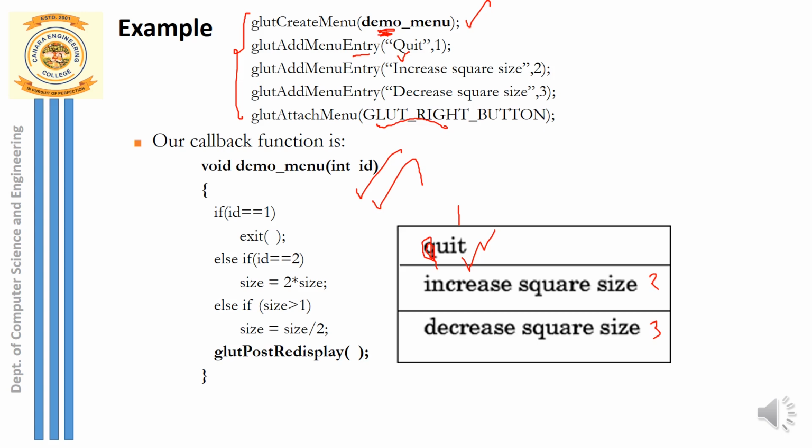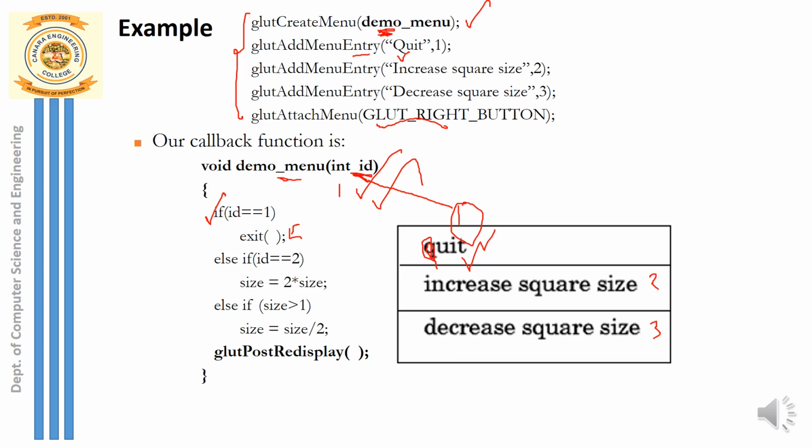Now the user will move ahead. He will first click on, say, Quit. The option Quit is now chosen. So when the user clicks on Quit, the control redirects to the demo menu. What value is returned? The ID is returned. What is the ID associated with Quit? It is 1. So this value 1 is directly returned here. And inside this you have specified a condition: if ID is equal to 1, what are you supposed to do? You assign an action. You're supposed to exit from the display window, quit.